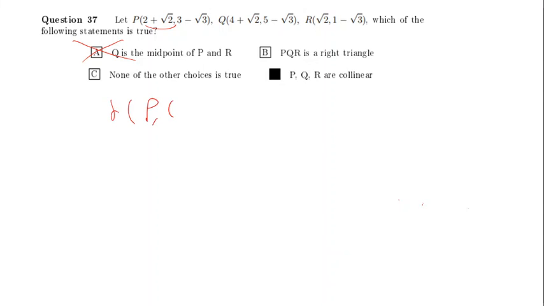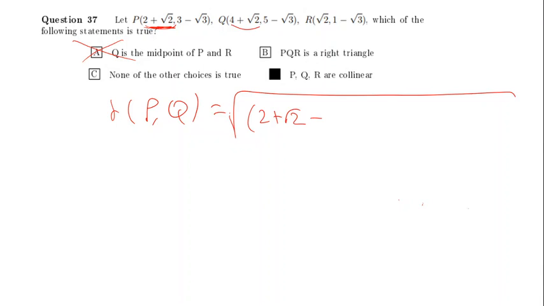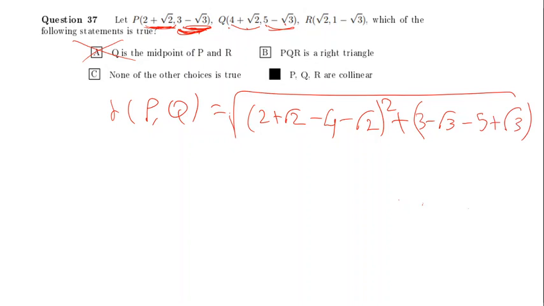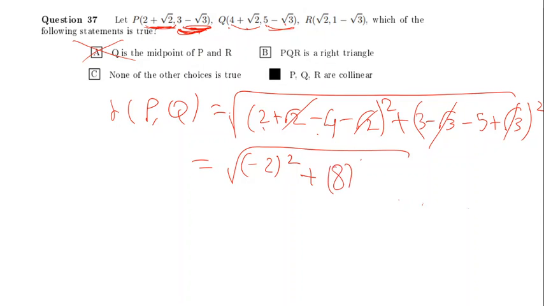Now the distance between P and Q is 2 plus square root 2 minus this one here. I can directly write this as minus 4 minus square root 2, squared, plus the y values by components: 3 minus square root 3, minus, 3 is minus square root 3 minus 5 plus square root 3, squared. When you do this, you will see the cancellation here, and this will be minus 2 squared plus this 8 squared. So this will give you square root of 64 plus 4, 68.